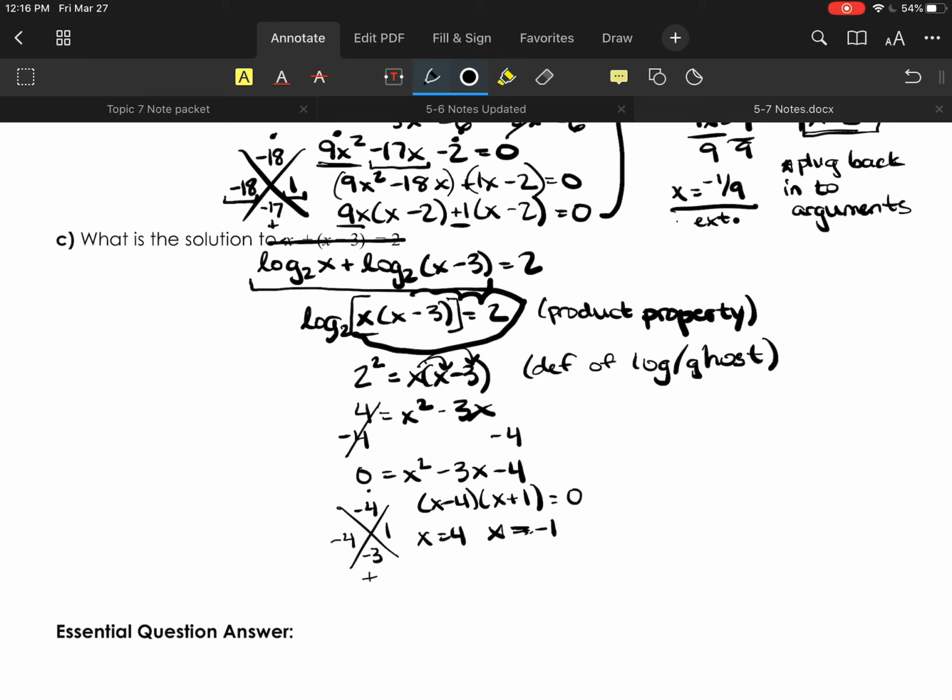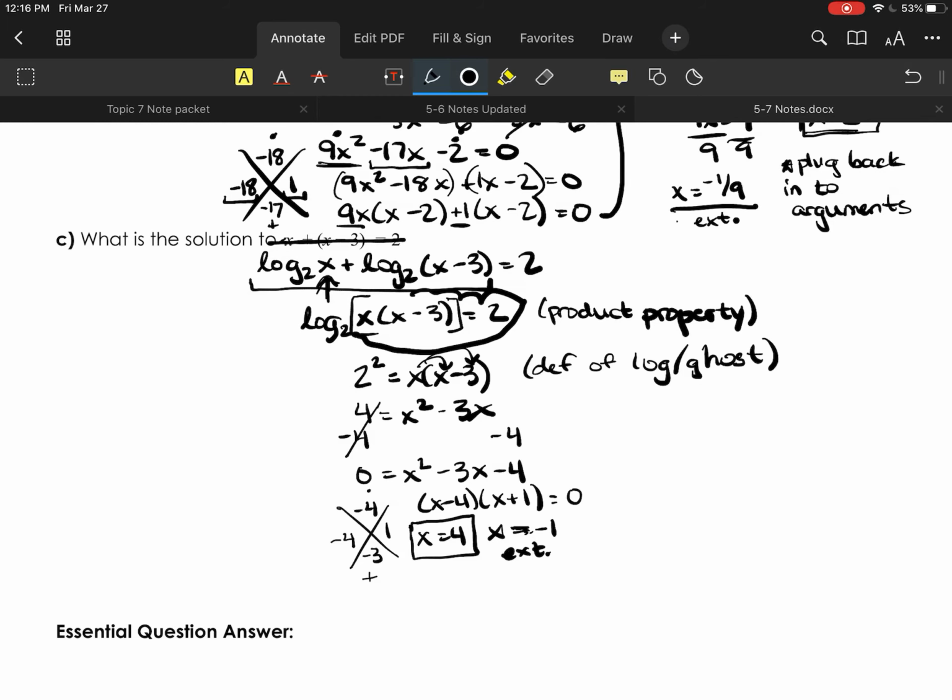Again, check for extraneous solutions. Plug them back into the arguments here. This one's easy because if you plug it back into the x here, you can see where my arrow is, plug it back into the x, you don't even have to do any math because that x can't be negative. So you automatically know that x equals negative 1 is extraneous, but 4 does work on that one. So that would be your answer.